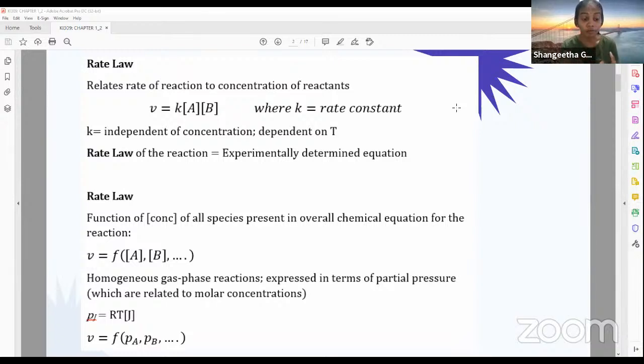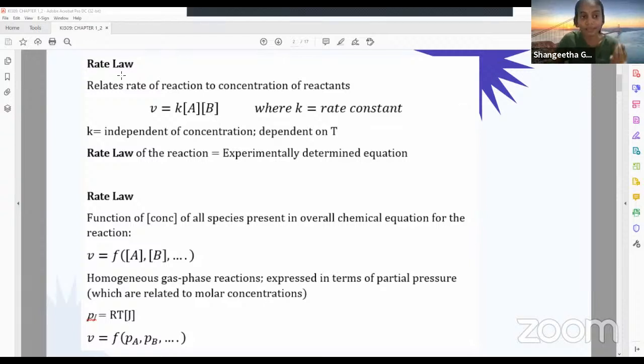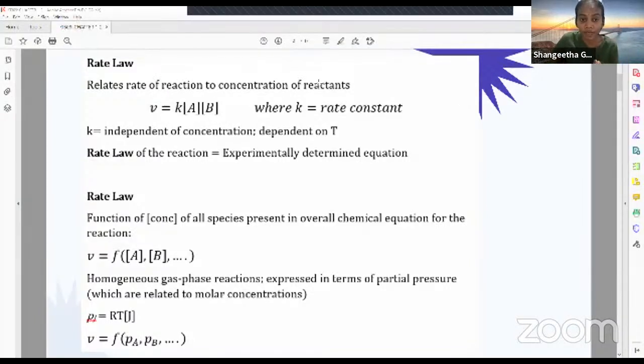So today onwards, we will be looking at rate law. Basically, how you relate the rate of reaction to the concentration of your reactants. You want to write an expression to explain the overall reaction. So that is the rate law. It is basically to relate the reaction to the concentration of the reactants.